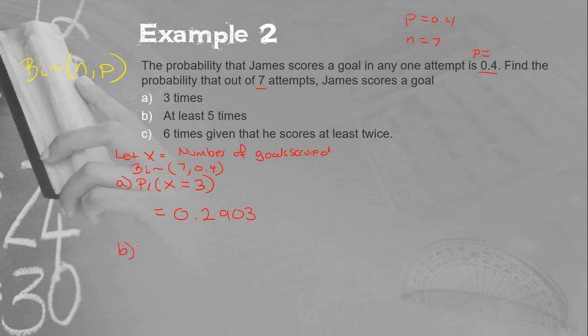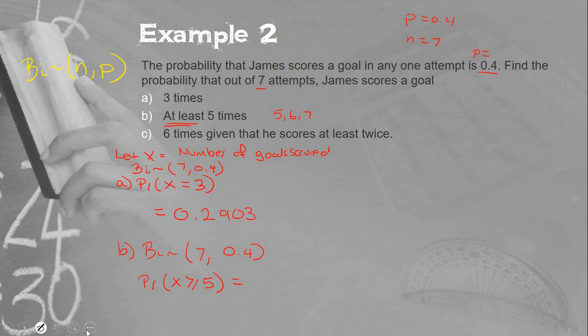Part B, we show this again. We know it's binomial. Our number of trials is 7. Our probability of success is 0.4. It hasn't changed. We want to figure out the probability that he scores a goal at least 5 times. So that means we'd be happy if he scored 5, 6, or 7 times. So we do X is greater than or equal to 5. And we're going to work it out.